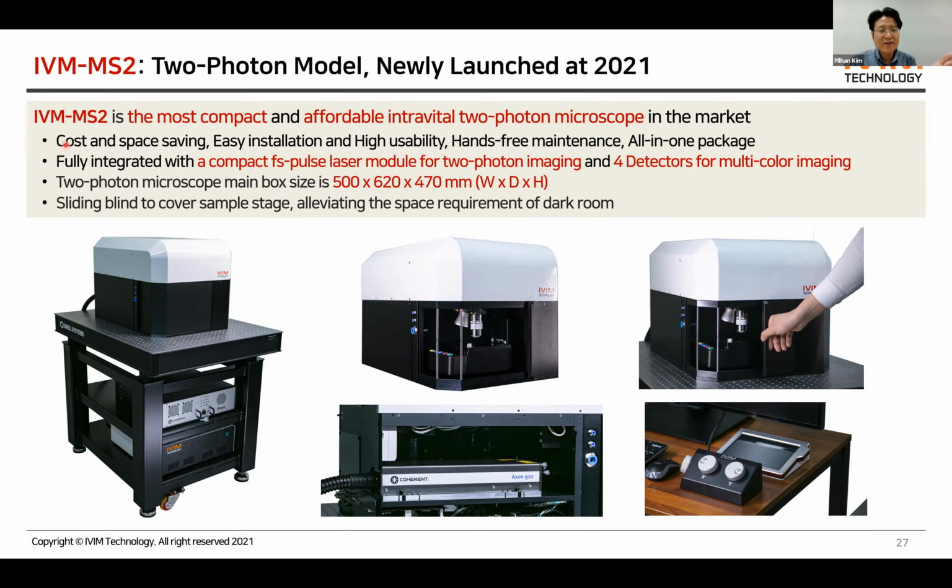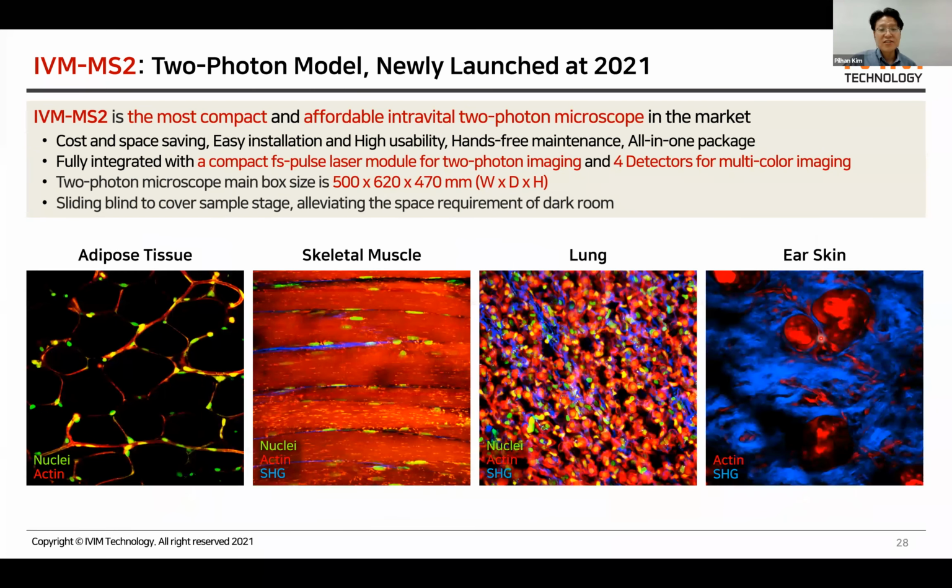It provides cost and space saving features, and also easy installation and high usability. And also maintenance is free, hands-free maintenance, because we are using this compact laser system inside. And it's an all-in-one package, of course, for intravital imaging. So this is the real image data we obtained from live animal tissue like adipose tissue, skeletal muscle, lung, and ear skin by using our MS2 two-photon microscope system.